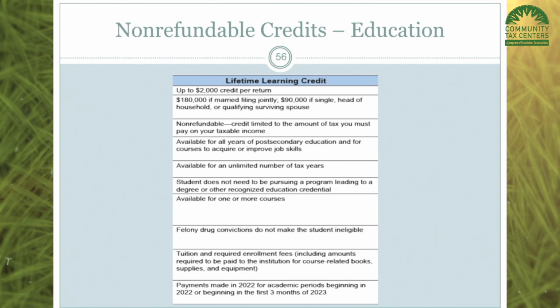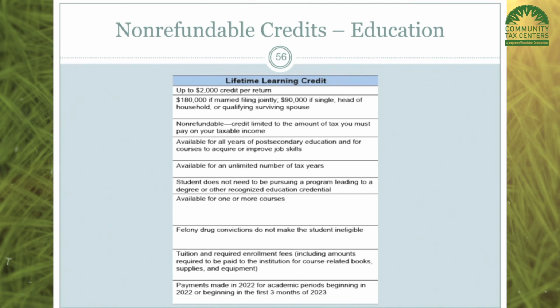Tuition and enrollment fees, including amounts required to be paid to the institution for course-related books and supplies. So that means it has everything, tuition, books and supplies have to come directly from the institution. American Opportunity, you could go to Chegg, you could go to Amazon to get your books or supplies. You could go anywhere to get your material. The lifetime learning, it has to come directly from the institution.